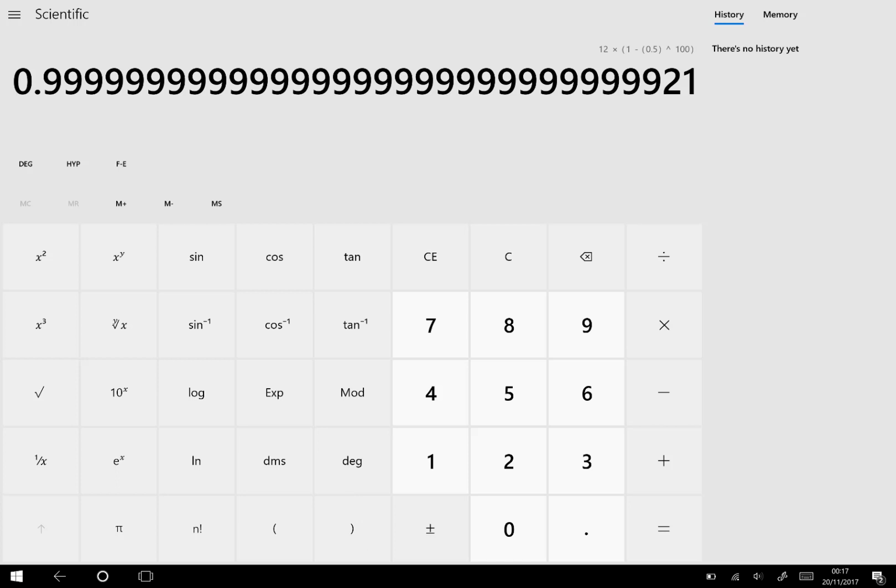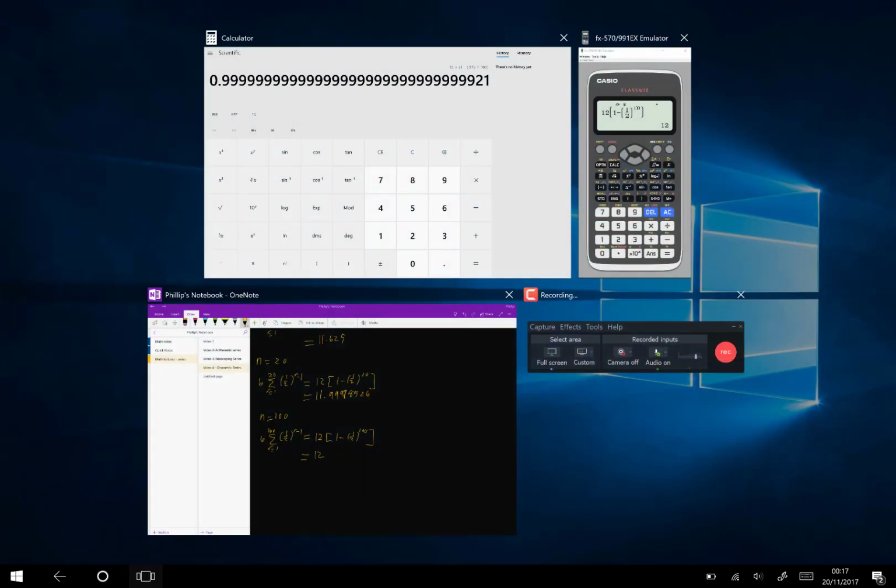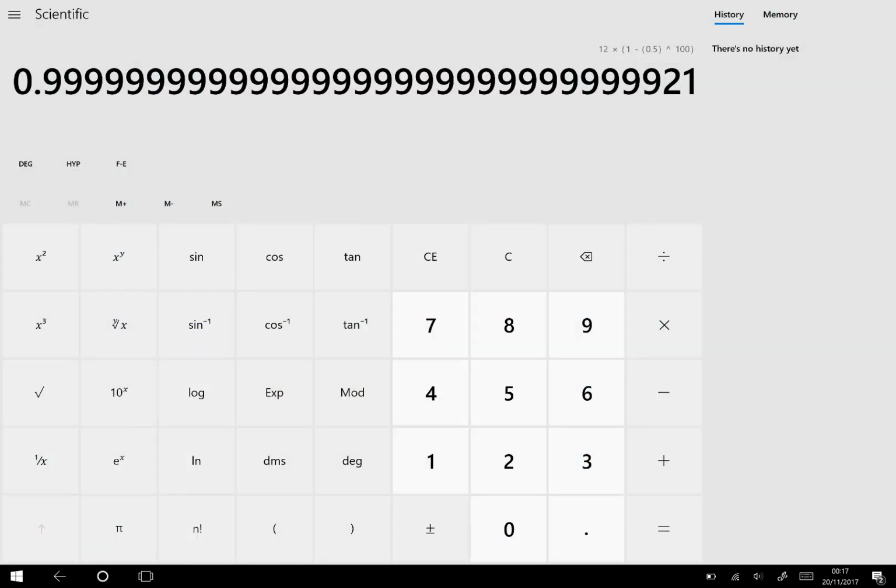Yeah, no, something's gone wrong there. What's gone wrong? It shouldn't be 0 point anything. 1 minus a half. 12 times by 1 minus 0.5 to the 100. Oh, I forgot a bracket. No? I don't know what's gone wrong there. I don't really know how to use Windows Calculator. So it's going to do the exponent first, 0.5 to the 100.